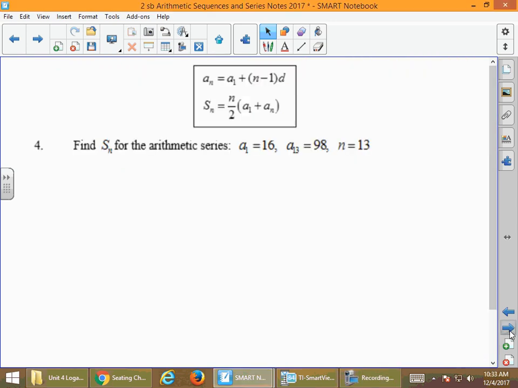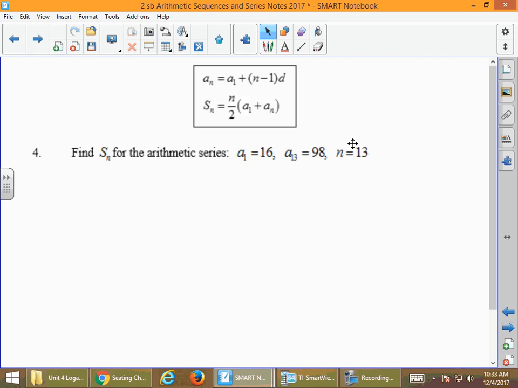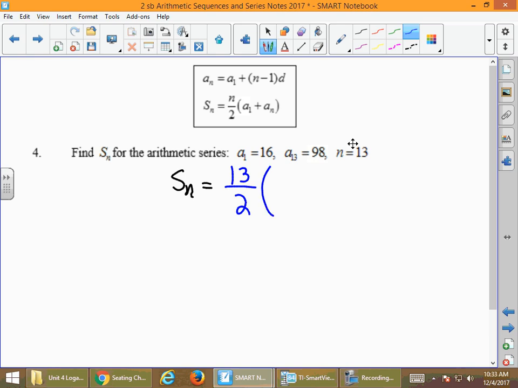So far, we haven't done any problems that have had a sum in them. But here comes the sum. Find S sub n for the arithmetic series where a sub 1 is 16, a sub 13 is 98, and n equals 13. Well, we have everything listed. We don't often get so lucky to be able to go immediately into this formula and fill in what we know. N is 13. a sub 1 is 16, and a sub 13 is 98.